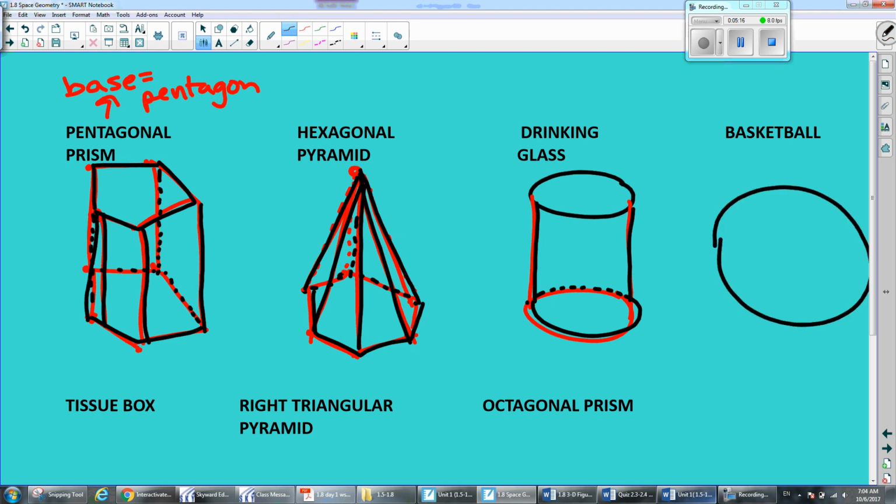A basketball would be like a 3D circle. So start with the circle. We can put a belt on it. That back half we can't see. There would be the center of the circle.